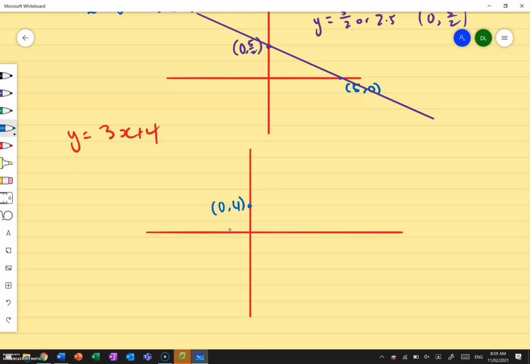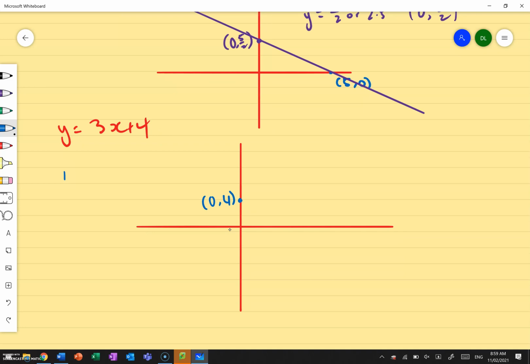So I've got 4. What does the gradient tell me? What is the gradient? What's the concept? What does that mean? Steepness. Lovely. So you guys remember rise over run? Easy. So if it rises 3, it runs 1, right? Because remember, in this case, m equals 3. So however much it goes up, divided by however much it goes across, gives me 3.